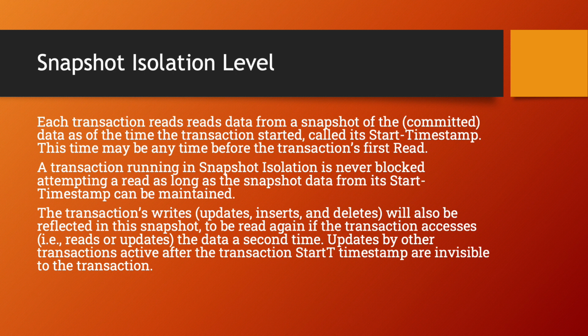So let's talk a bit about the snapshot isolation level. Each transaction reads data from a snapshot of the committed data as of the time the transaction started, called its start timestamp. This time may be any time before the transaction's first read. A transaction running in snapshot isolation is never blocked attempting to read as long as the snapshot data from its start timestamp can be maintained. The transaction's writes, that is, updates, inserts, and deletes, will also be reflected in this snapshot, to be read again if the transaction accesses the data a second time. Updates by other transactions active after the transaction's start timestamp are invisible to the transaction.